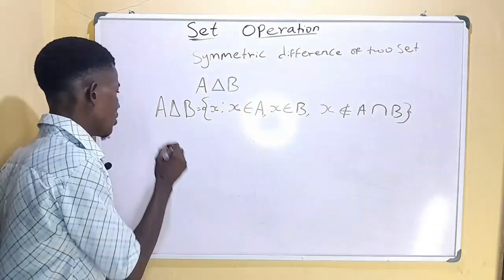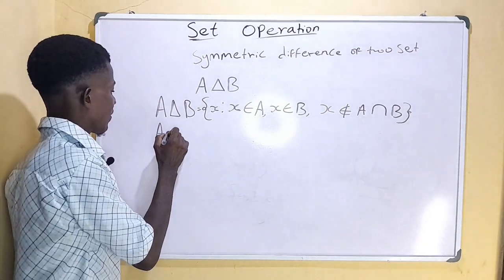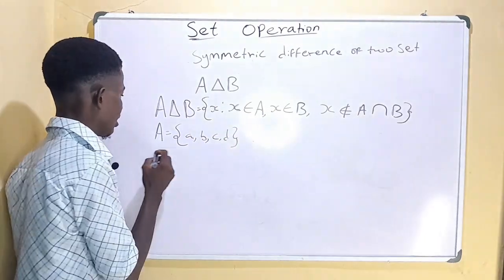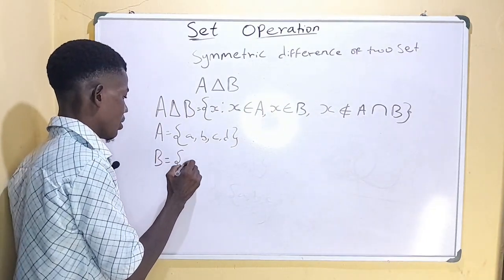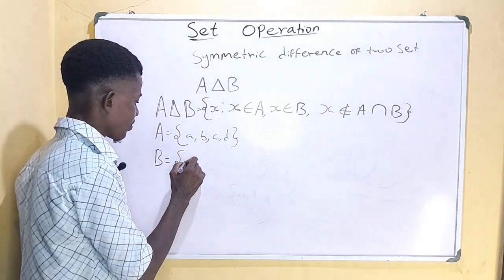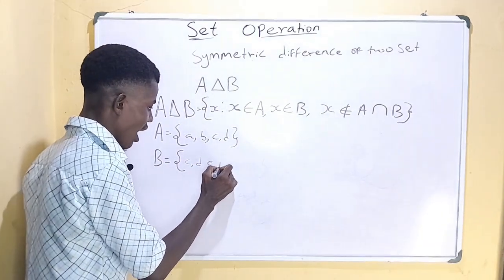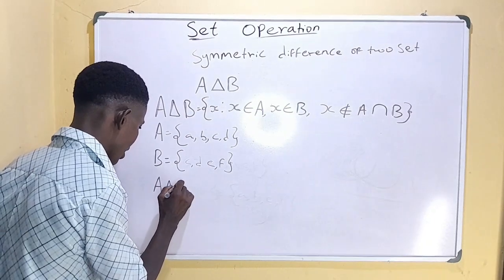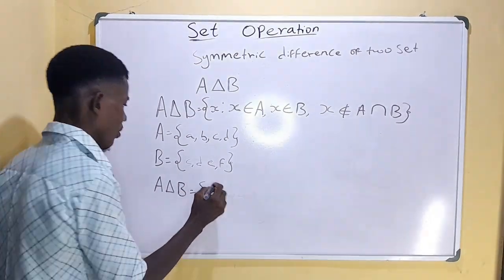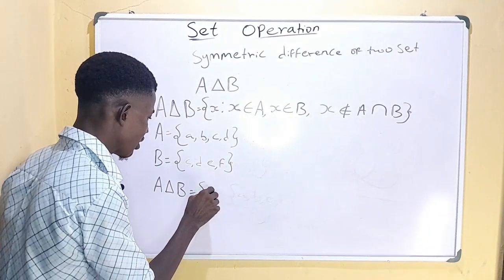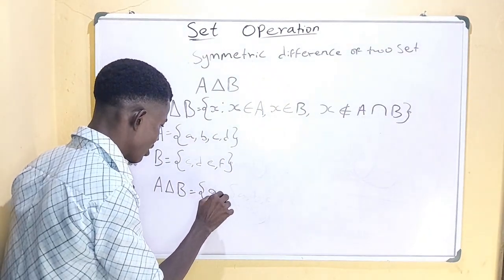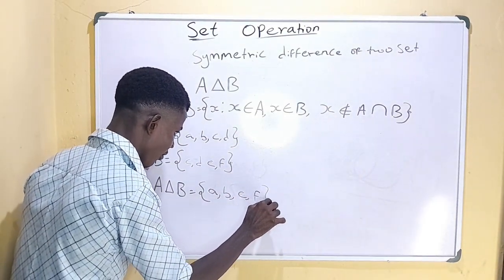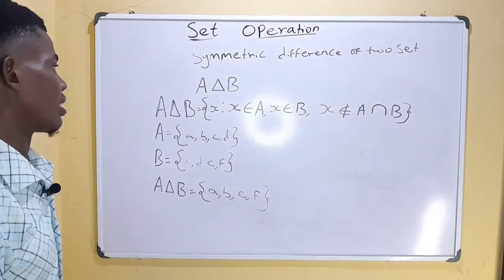Let's take an example. We have A to be A, B, C, and D. Let's take B to be C, D, E, F. The symmetric difference of A and B will now be all those elements in A and B but not in their intersection, which are A, B, E, F. This is a symmetric difference.